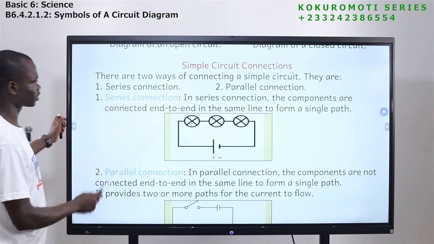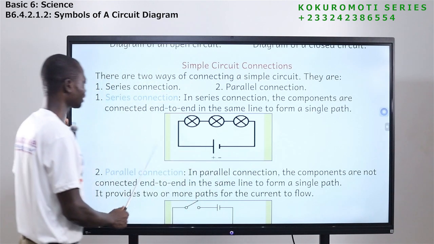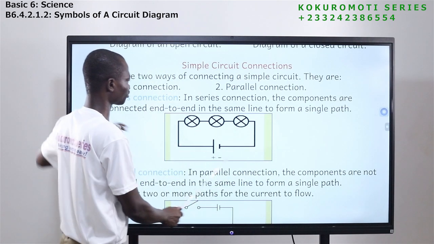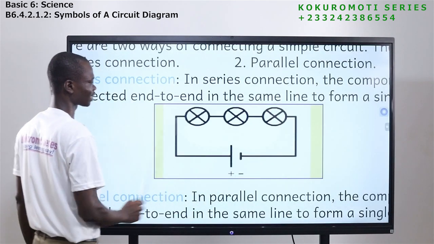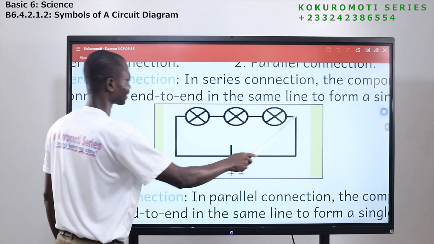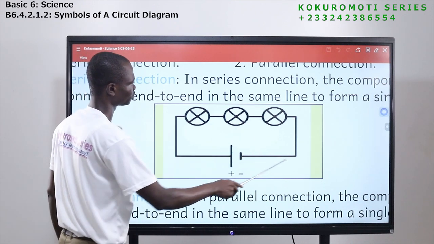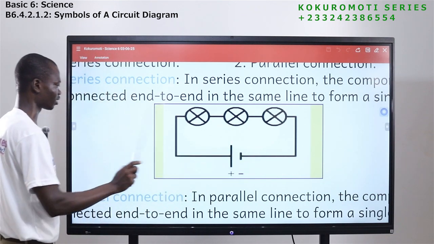In series connection, the components are connected end to end in the same line to form a single path. These are the components, and look at how they are connected. One end is connected to this, in a single line, or in the same line. So you see, all the components are connected in the same line.